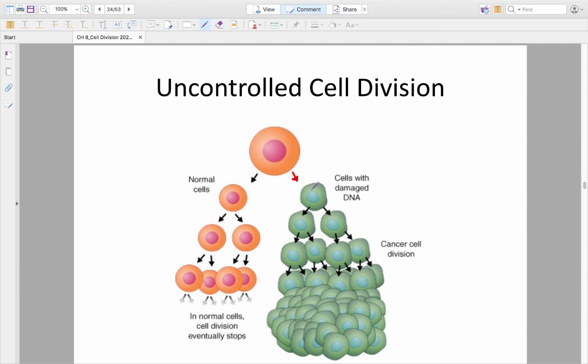So controlled cell division is great. We need it. But it'll stop eventually when it's done doing its job. A cell that has damage to its DNA is going to just keep dividing and dividing over and over and over again. And it won't stop. And then we end up with a tumor.